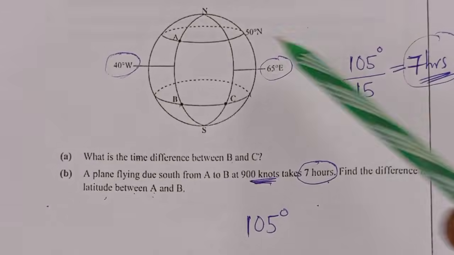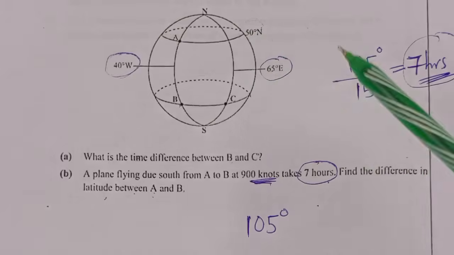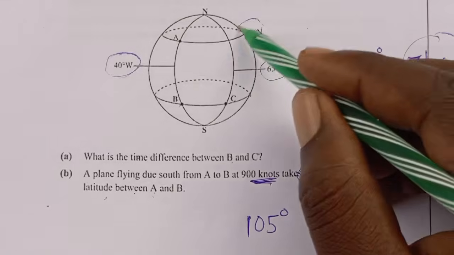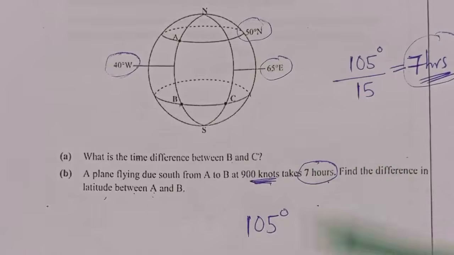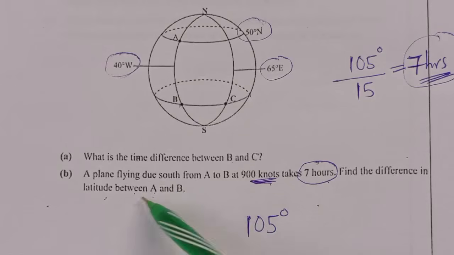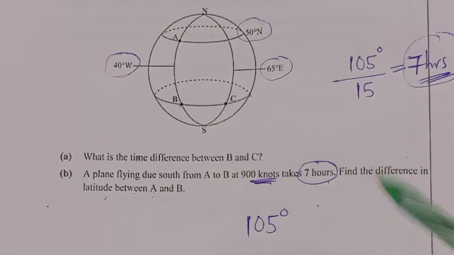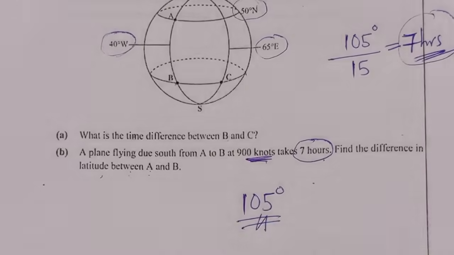Then I already have this one that is here. This is 50. Have you seen? So they just want me to find the difference in latitudes between A and B. I can go with this one to cut the long story short. I'll just say the difference is 105 degrees, like that.